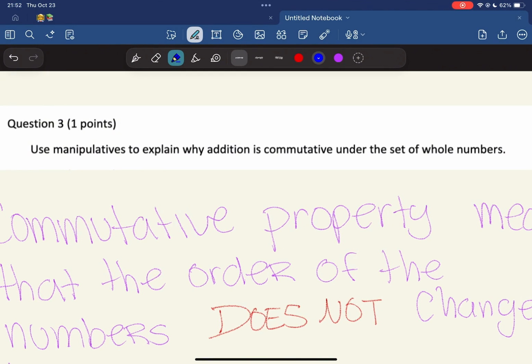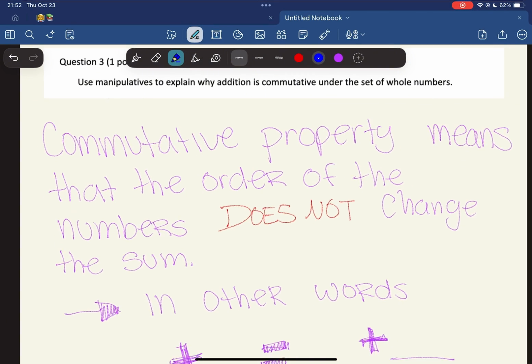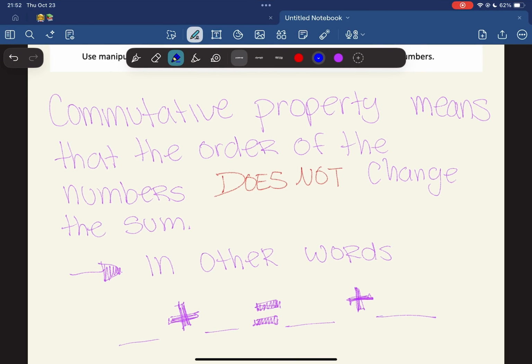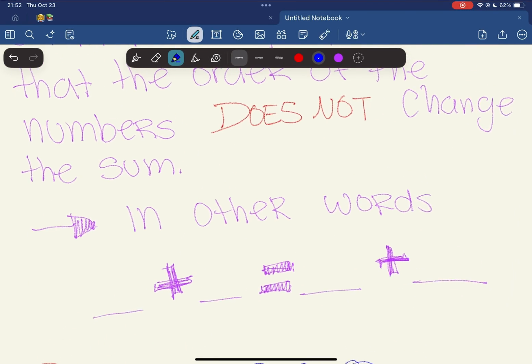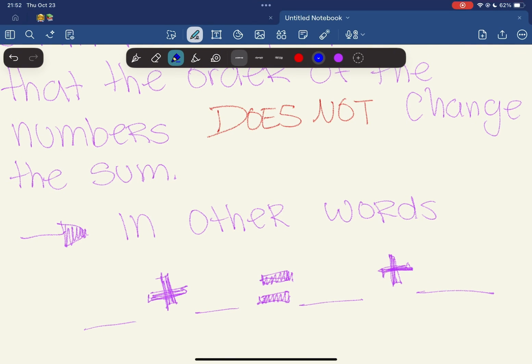So for our third question, we are going to use manipulatives to explain why addition is commutative under the set of numbers. So, what is the commutative property? The commutative property means that the order of the numbers does not change the sum. In other words, we have A plus B is equal to B plus A. But how do we know this is true?